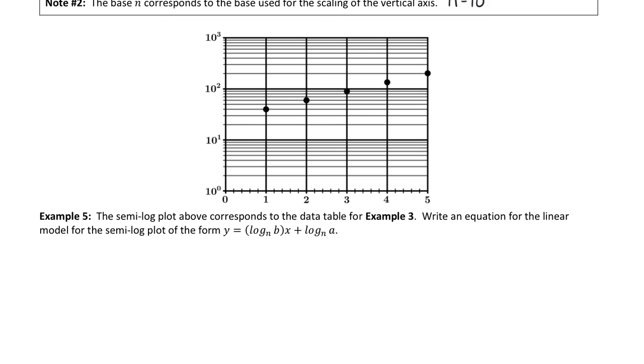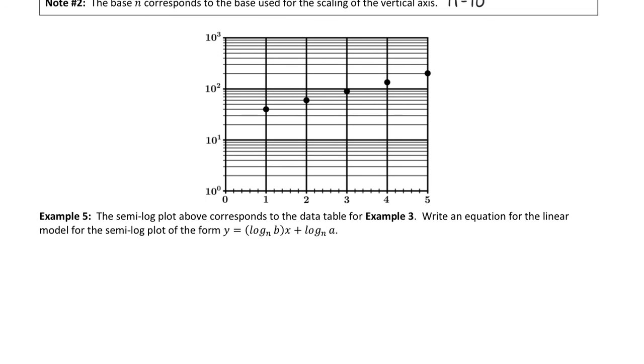Here's how I want you to do it. In a problem that doesn't have a table that goes along with it, you're going to read these coordinate points and use them for stat edit. However, we have the table from example 3 to actually see the data points. So what I want you to do right now is flip your paper over, go to stat edit on your calculator, and type in the table from example 3.